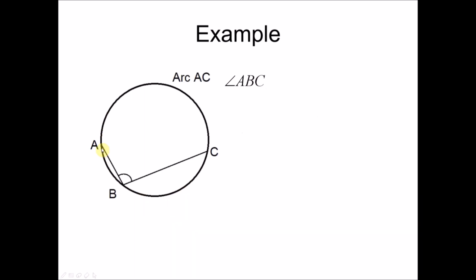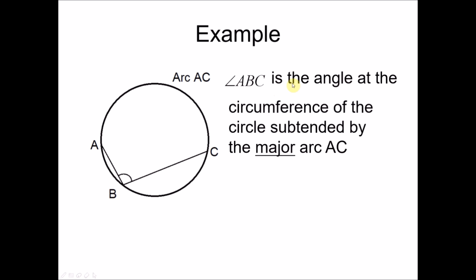Angle ABC, this angle here, is the angle at the circumference of the circle subtended by this arc. So this arc here is arc AC. This is a big arc, so it is a major arc AC. So the answer here, the angle ABC is the angle at the circumference of the circle subtended by the major arc AC. This is how you describe the angles at the circumference, which is subtended by a certain arc.